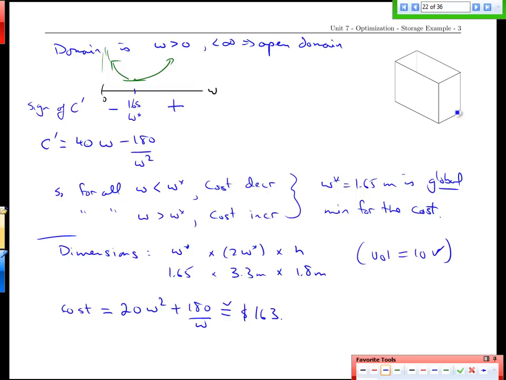Keep in mind, this is a huge box. This is 10 cubic meters, which is quite large. And we get a cost here of $163 total.